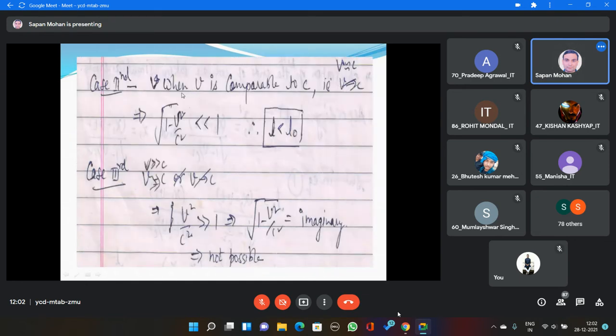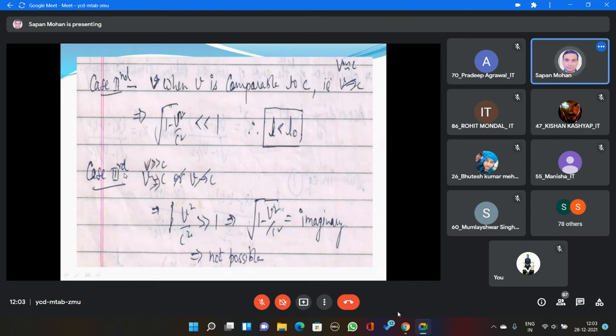Case second, when V is comparable to C, V approaching C, V almost equal to C, then this root 1 minus V square by C square is much less than 1. Then L will be less than L naught. So this length will appear contracted, that is, L is less than L naught, where L naught is our proper length. So measured from the rest frame, the length is contracted.